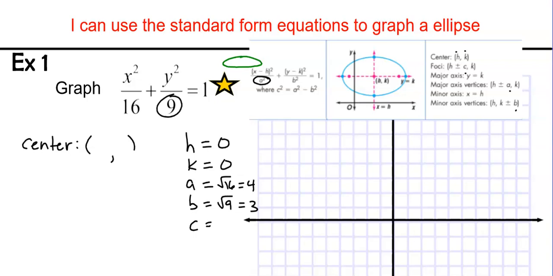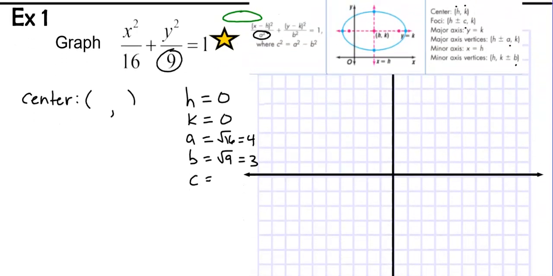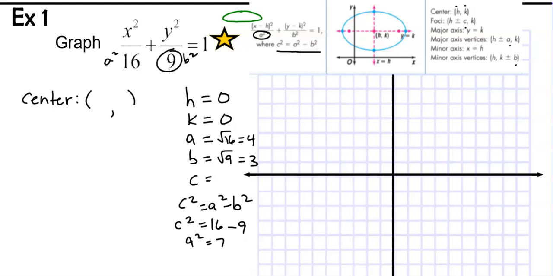And then to figure out what C is, we've got to do a little bit of scratch work there. We have to use this equation: C squared equals A squared minus B squared. So in our case, we don't know what C is yet. We do know A squared is 16. We already had that from the beginning. This is A squared, and this is B squared. So 16 minus 9, that's going to give us 7. So C is the square root of 7.